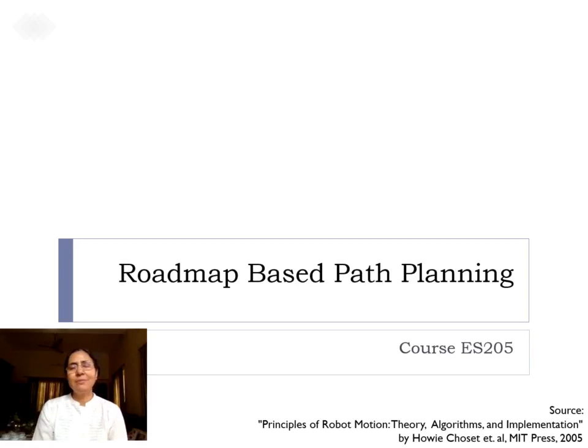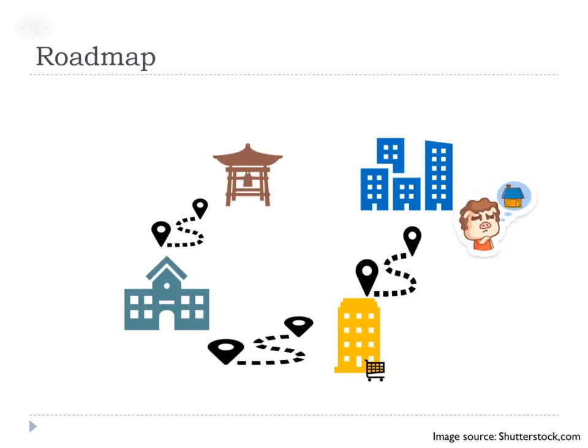In this session, we'll be discussing what a roadmap is and how a roadmap as a data structure can be used for path planning in a known environment. We'll discuss in particular two algorithms, the visibility graph-based algorithm and the generalized Voronoi diagram-based algorithm, that are used as roadmaps for path planning.